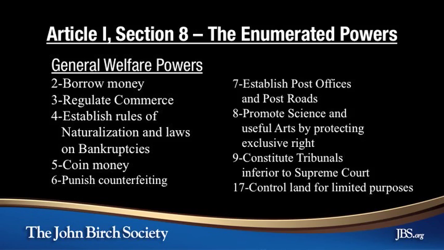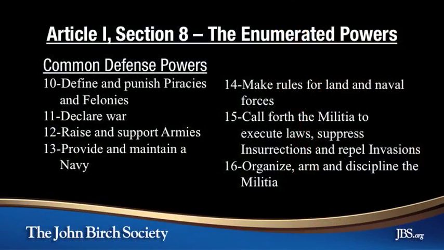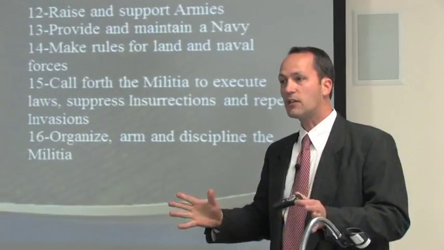being like patents and that type of thing, constitute tribunals inferior to the Supreme Court, and then you jump all the way to the very end, 17, which is the second to last, which is the power to control land for limited purposes. Those are general welfare powers. And the reason I categorize these ones as general welfare is because everything else in Article 1, Section 8 is common defense. That's the 2 categories listed at the beginning, isn't it? To provide for the common defense and general welfare. That's our general phrase at the top, common defense and general welfare. And then here's the specific powers of common defense on this side and general welfare on that side. But all the powers fall into one of these 2 categories.